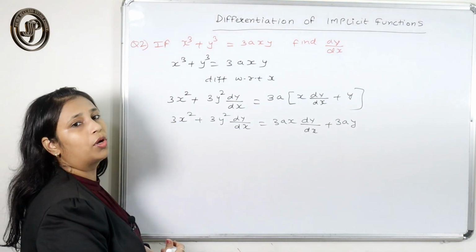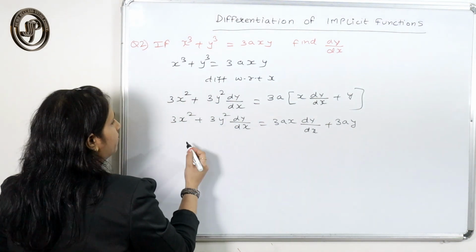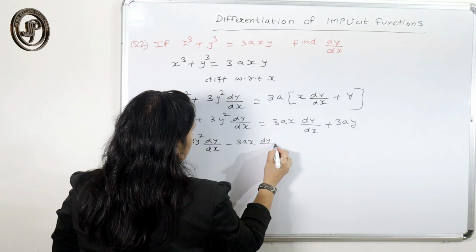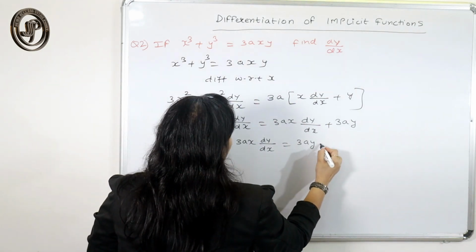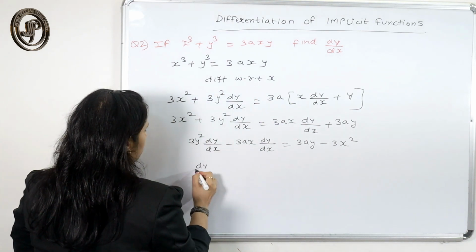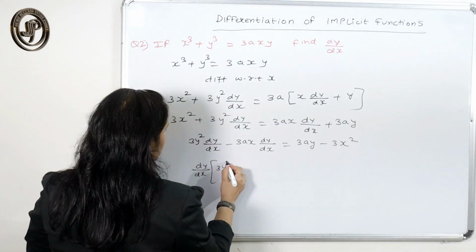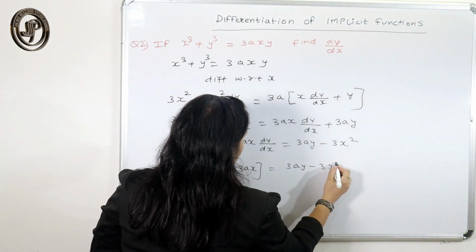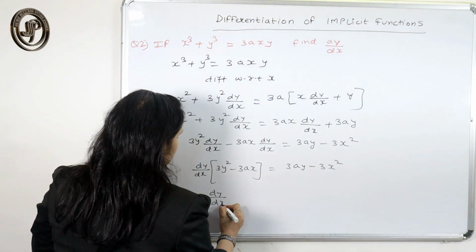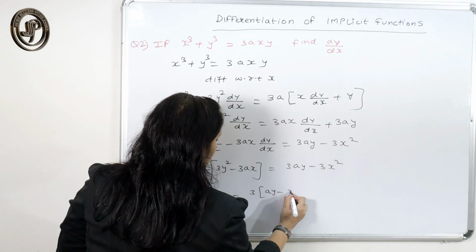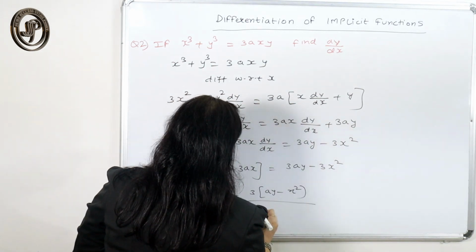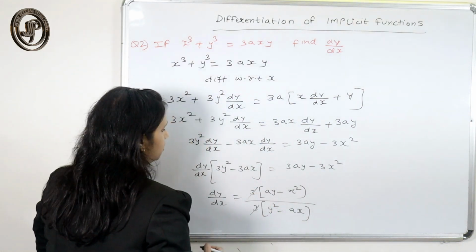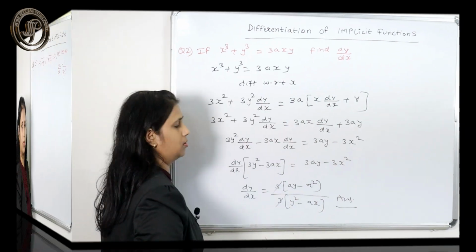Now what you have to do is rearrange the terms and take all dy by dx together. 3y square dy by dx minus 3ax dy by dx is equal to 3ay minus 3x square. Now if you take dy by dx common here, 3y square minus 3ax, is equal to 3ay minus 3x square. Now for dy by dx, you can take 3 out, so it is ay minus x square upon y square minus ax. 3 and 3 will cancel out. So that is your answer.